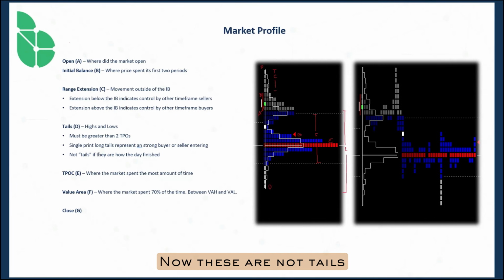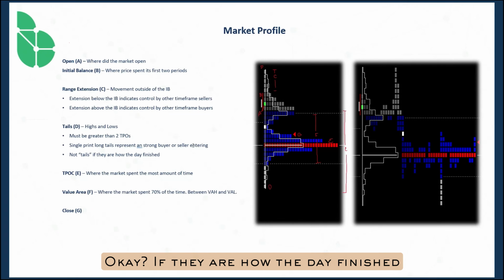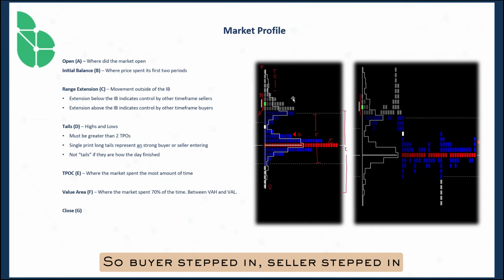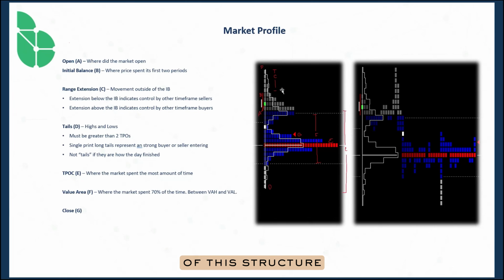Now, these are not tails if they are how the day finished. So if this was the last period of the day, right at the tip, right over here, then it's not necessarily a tail. A tail represents there is a level of impulsiveness at each one of these extremes. So buyer stepped in, seller stepped in, and they define the extremes of this structure.